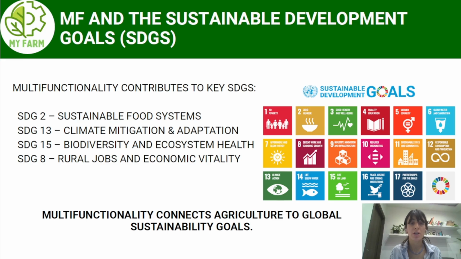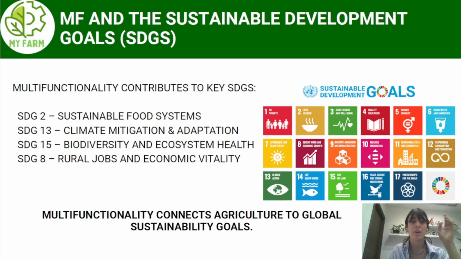So let's consider a few examples as I reported here. Sustainable Development Goal number two, zero hunger: multifunctionality promotes sustainable farming systems that provide food while protecting natural resources. This is essential in a world where production must increase, but environmental impacts must decrease.